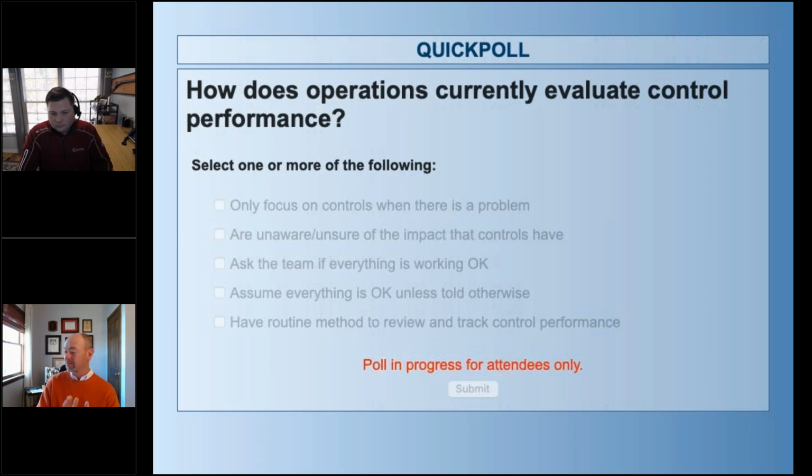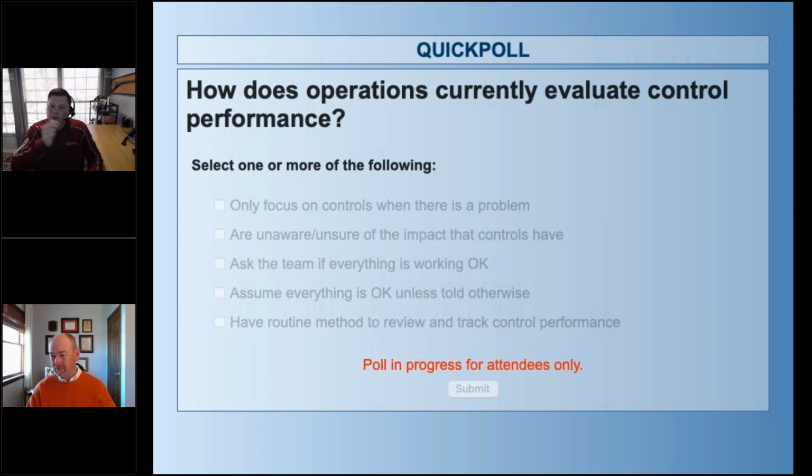I've been in some plants where the answer to control performance is the operator says, it's broke. What's broke? Well, the controls aren't working. Okay, well, let's get more specific. Again, this is a way to get some more specific metrics and tools and measures that will tell us what's broken in the plant, and help get us on the right track.